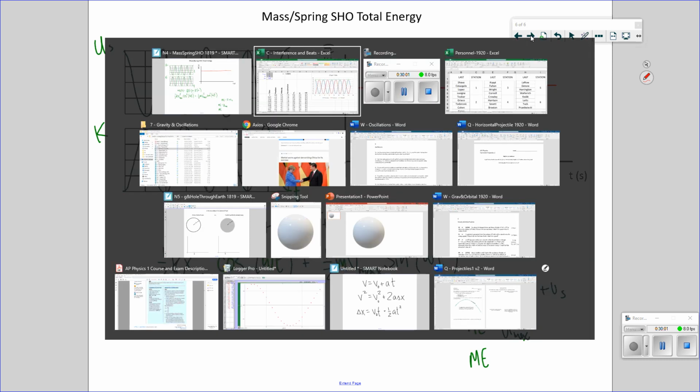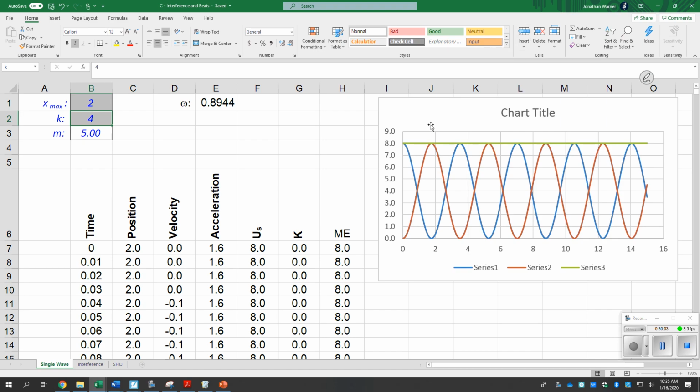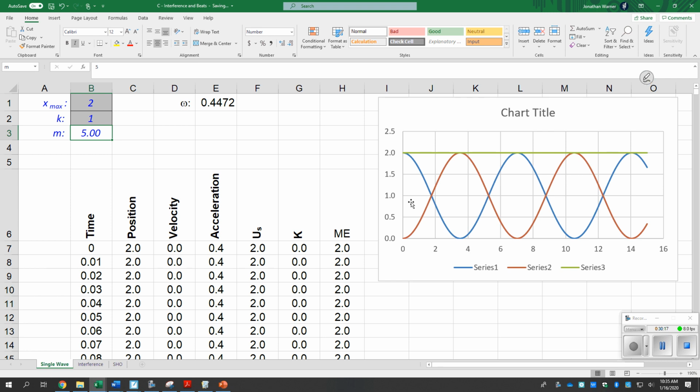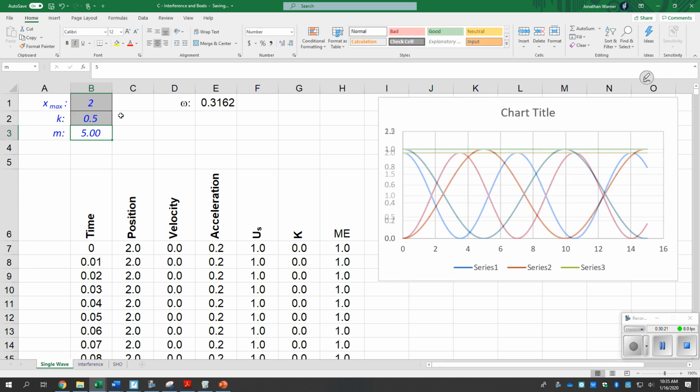That was made hopefully pretty clear by this beautiful set of data we generated with Excel. Watch this. What if I make it... It's not a very stiff spring. It doesn't oscillate very often because it's a weak spring that can hardly apply much force per unit displacement.